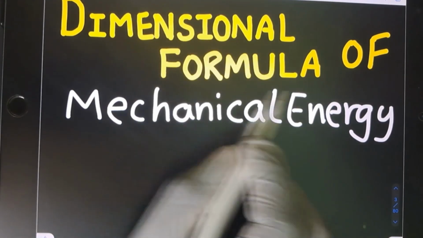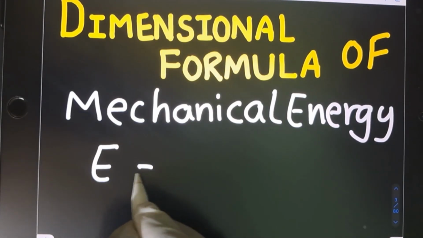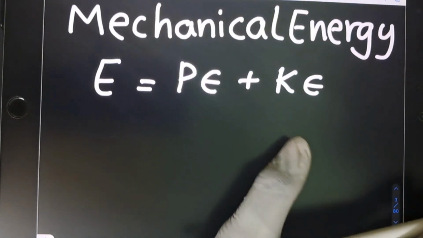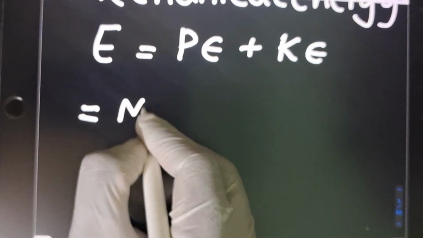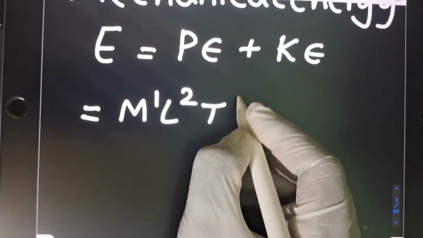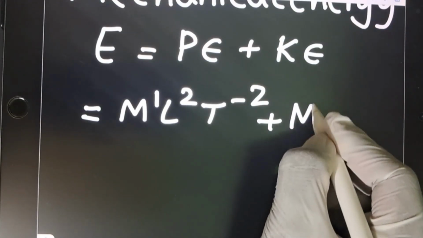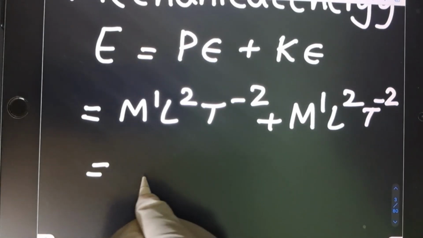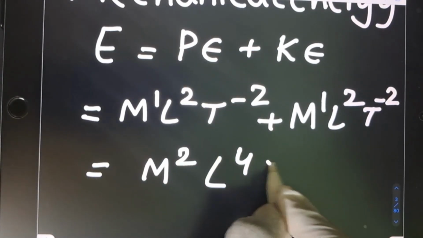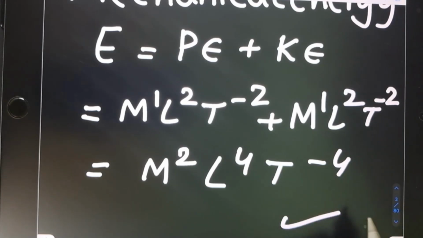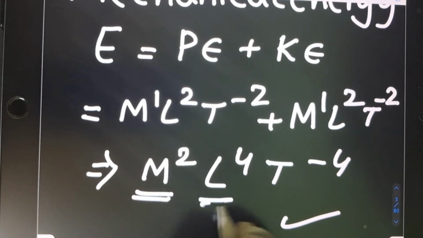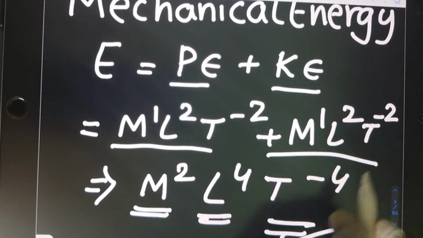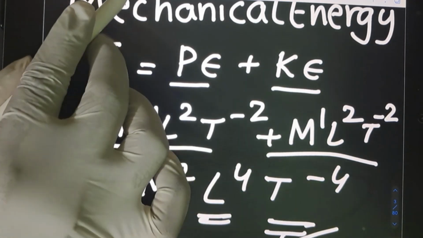To find the dimensional formula of mechanical energy, E is equal to potential energy PE plus kinetic energy KE. We should know the energies' dimensional formula first. M power 1 L power 2 T power minus 2 plus kinetic energy also the same, M power 1 L power 2 T power minus 2. So we get M power 2 L power 4 T power minus 4. This is the dimensional formula of mechanical energy, M power 2 L power 4 T power minus 4. Potential energy plus kinetic energy, and energy is M power 1 L power 2 T power minus 2, and we get this.